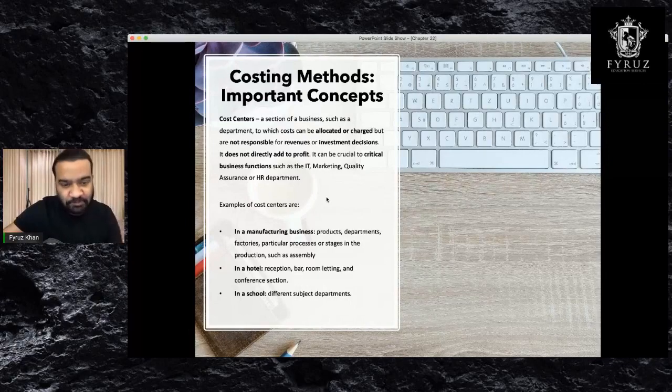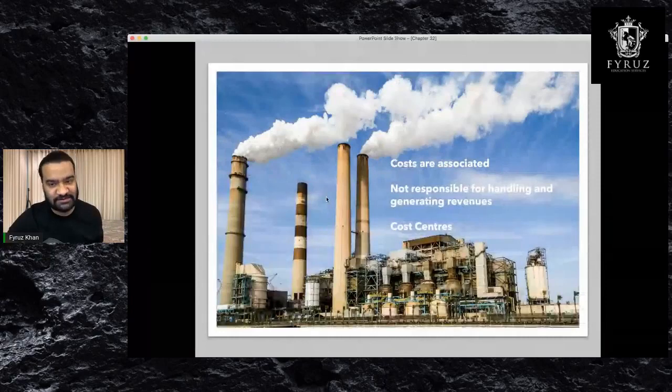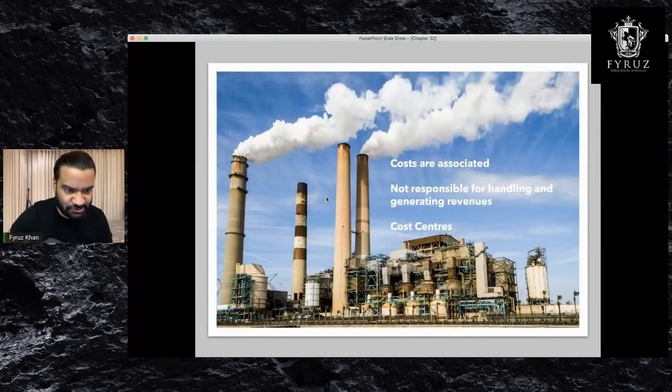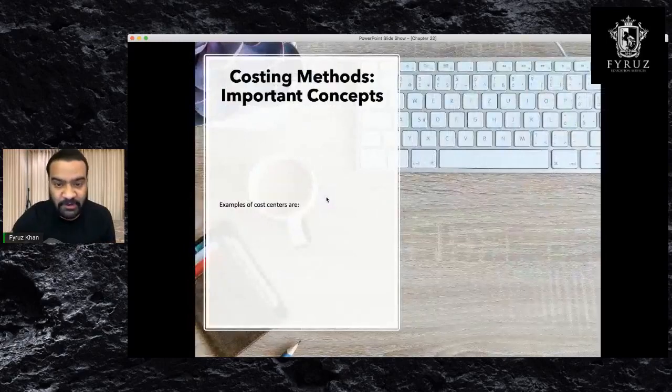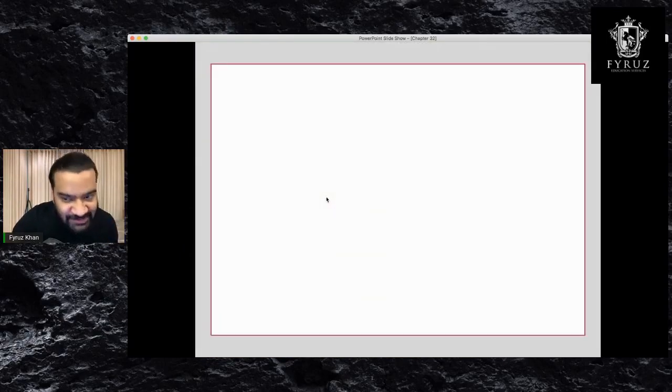So these things are called cost centers. A factory is a very good example where costs are associated, because you're making products. When you're making products, costs will be associated, but they're not responsible for handling cash or generating revenues. There we go. Now, let's go into the next segment.